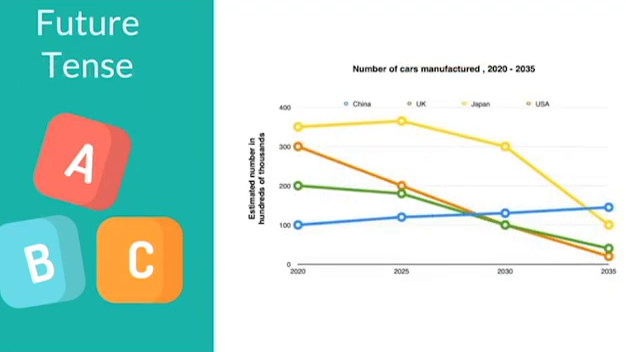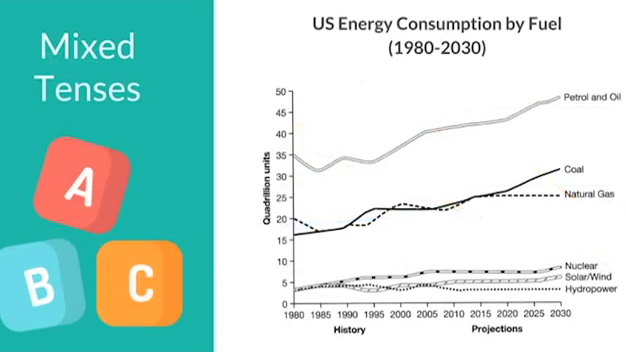Here we have another example. In this case, we have a range of dates starting from the year 2020 all the way up to 2035. Since all of these dates are in the future, in this case, when you're writing your essay, you have to use the future tense. Now, here's our final example.